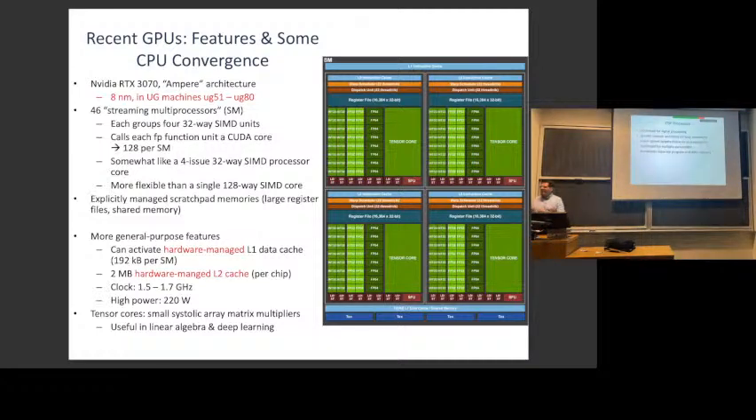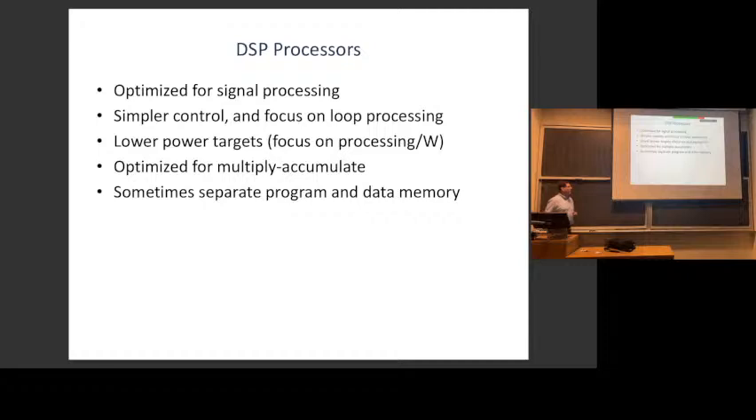Okay, so we've covered 2 out of the 3 kinds of processors that people usually use. So the last kind is DSP processors. DSP processors are optimized for signal processing. They have simpler control. They focus on loop processing. So in a way, they're not targeting single-thread performance, like a high-end processor would, but they target lower power targets than GPUs as well. They're optimized for multiply accumulate, because that's what you do in signal processing.